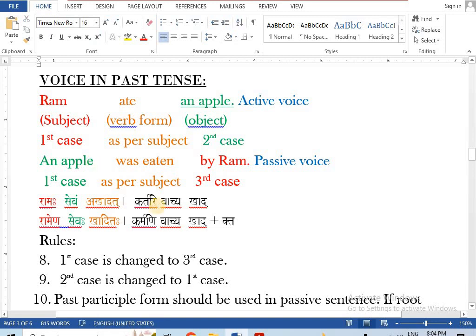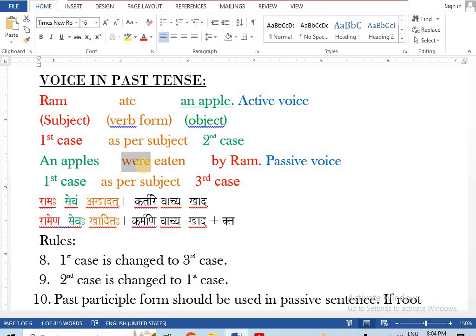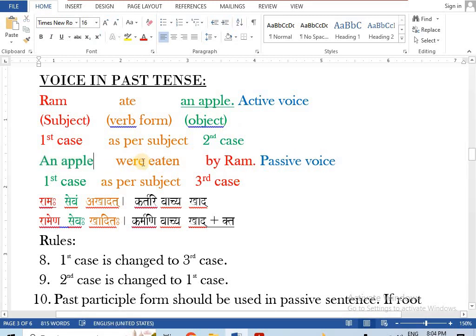Suppose if apples are there, then in place of "was eaten", it becomes "were eaten". Right? So why did we write "were"? Because this verb form is written completely depending on the subject, because now apple becomes the subject here. It was the object in the active, but in passive it becomes the subject. So as apple is singular, that's why we wrote "apple was".